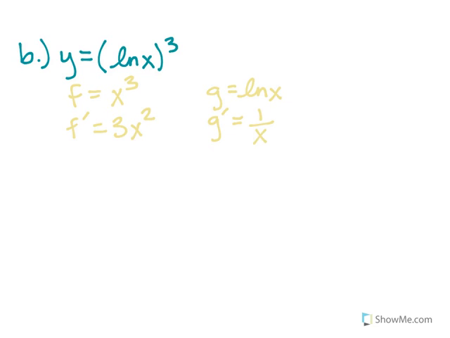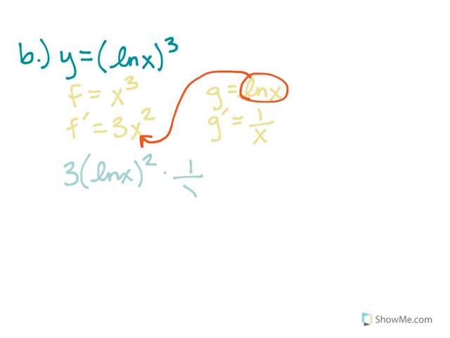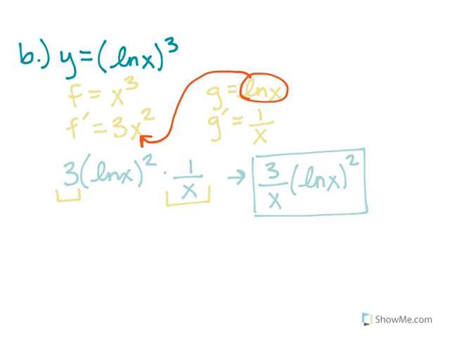And now we're going to follow our chain rule. So I'm going to plug in g into my f prime function. So that's going to be 3 times ln x squared, and then times g prime, which is 1 over x. And to clean this up, I'm going to take this piece and multiply it by 3. And that's just going to give me 3 over x. And all this is times ln x squared. So that's all there is to that.